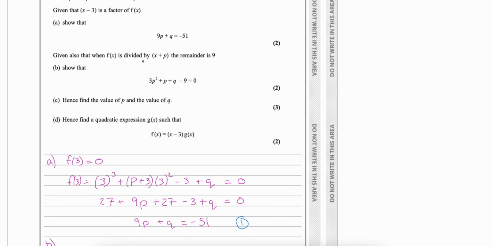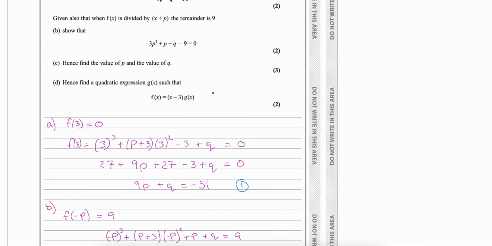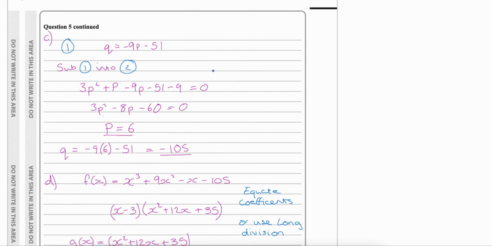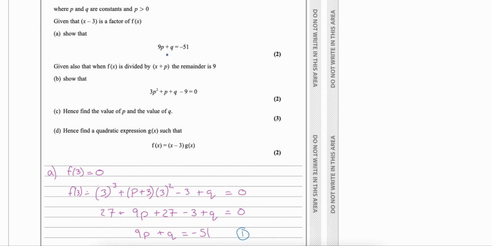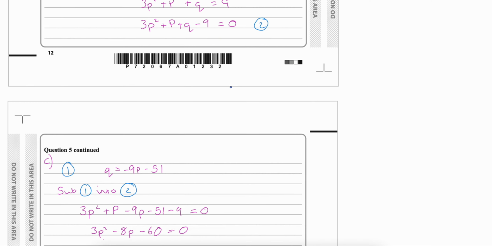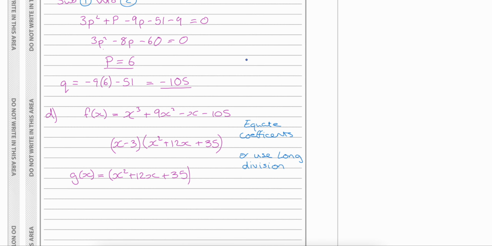Well, even if you can't do part A and B, you should be able to do part C because it's just simultaneous equations. What does q equal to? Well, q is minus 9 minus 51. So instead of q here, write minus 9 minus 51. Simplify those values. Solve the quadratic for p. You get p equals 6. You plug it back in here. 9 times 6 is 54. So minus 51 minus 54 is minus 105.